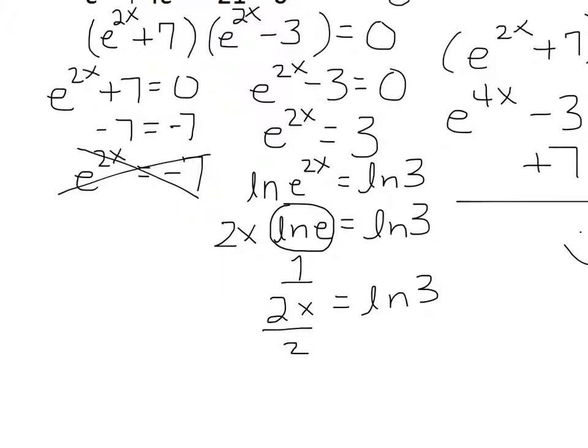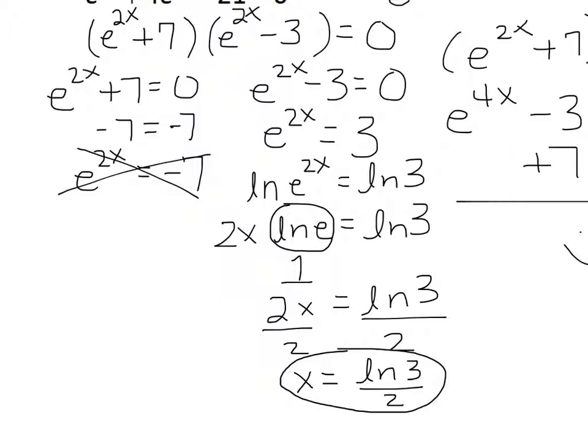I divide both sides by 2. And my solution is the natural log of 3 divided by 2. I get one solution. And we're done.